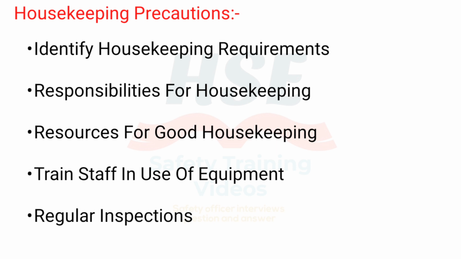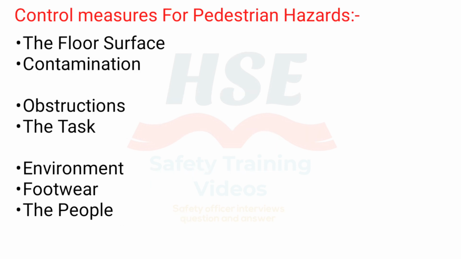Identify housekeeping requirements. Responsibilities for housekeeping. Resources for good housekeeping. Train staff in use of equipment. Regular inspections. Control measures for pedestrian hazards: the floor surface, contamination, obstructions, the task, environment, footwear, the people.